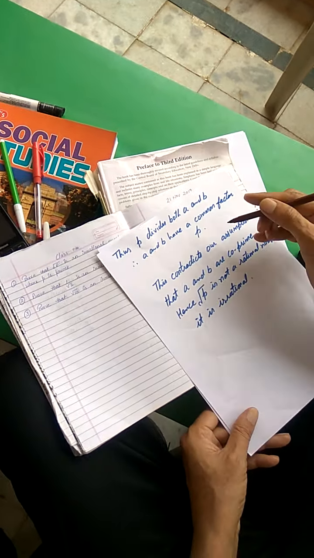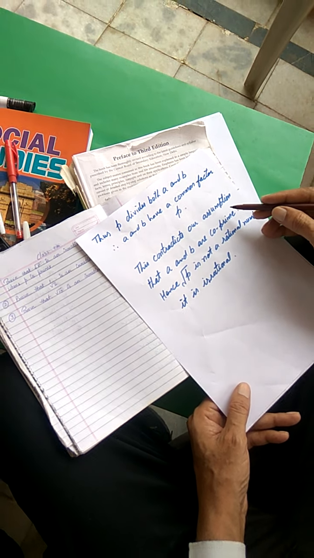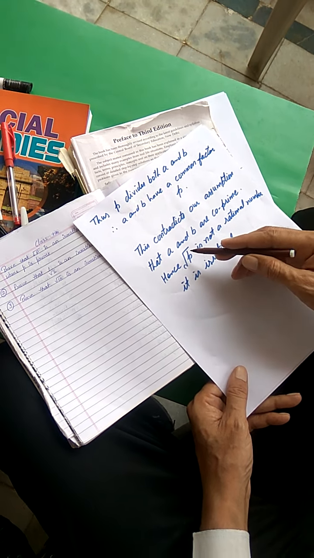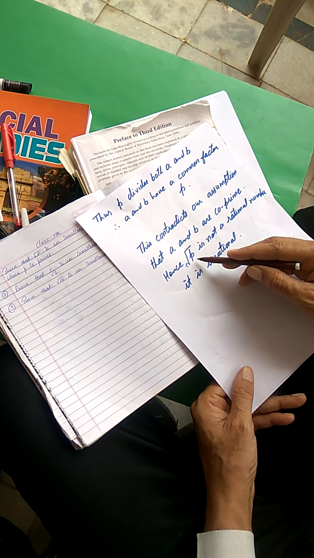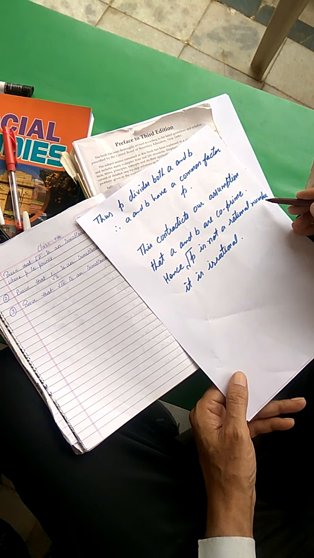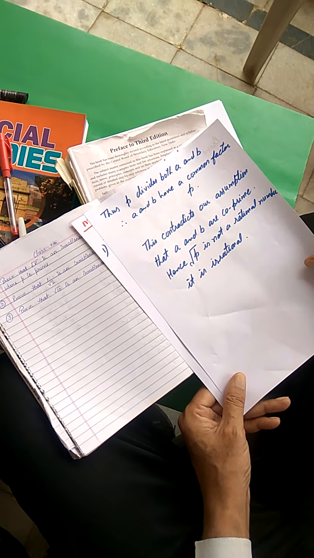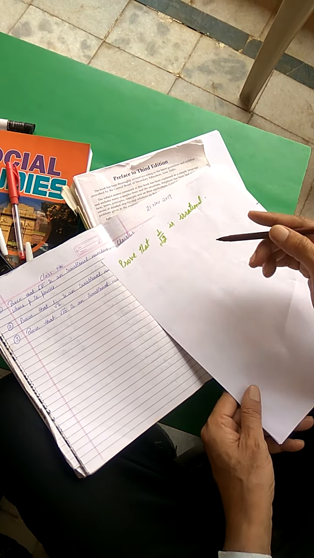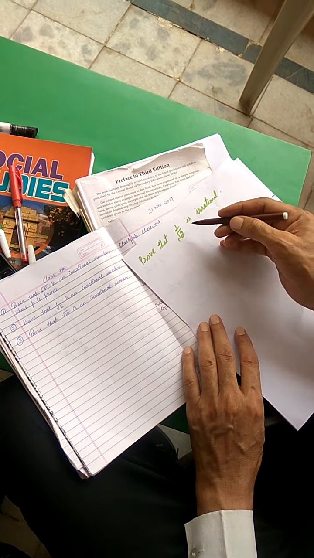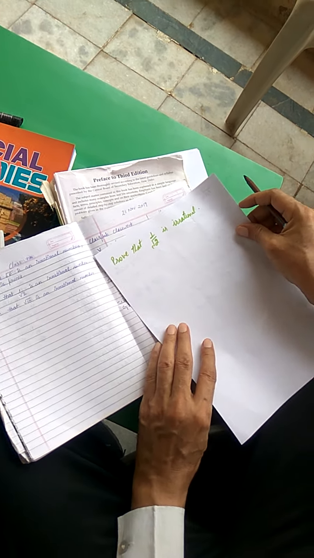And if p divides both, that means p is a common factor of a and b. But this contradicts our assumption that a and b are co-prime. Hence, root p is not rational. Therefore, root p is an irrational number. Let us start the second one. Prove that 1 upon root 2 is irrational.